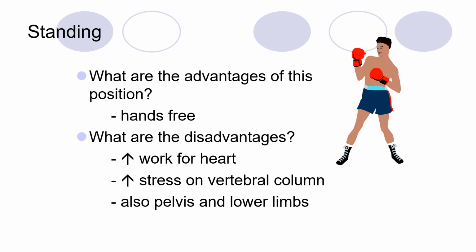Now that we know what static and dynamic posture are, let's talk a little bit about the standing posture. So what are the advantages of adopting a standing posture? The most obvious advantage is that standing frees our hands to be able to manipulate objects and perform tasks with our upper limbs. However, there are also disadvantages for our standing posture as well. In particular, this posture puts an increased amount of work on our hearts. It also increases the stress on our vertebral column, pelvis, and lower limbs.